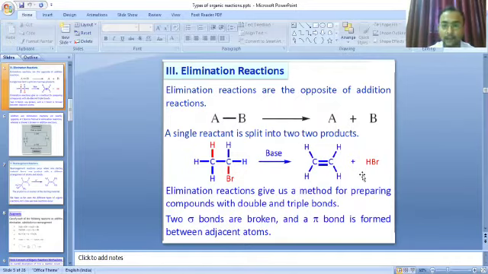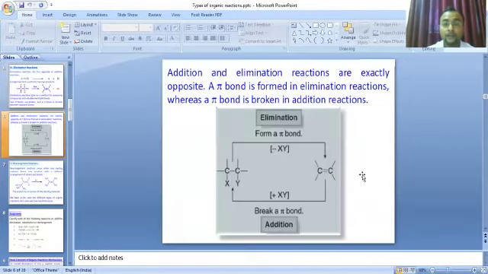ethylene and HBr. Elimination reactions give us a method for preparing compounds with double bonds and triple bonds, since two sigma bonds are broken and a pi bond is formed between the two adjacent atoms. So it is clear that addition and elimination reactions are exactly opposite. A pi bond is formed in elimination reactions, whereas a pi bond is broken in addition reactions. So in this image, you can clearly see that a pi bond is formed, and from saturated compounds we get the unsaturated product in case of elimination, but in reverse, in case of addition, we get saturated compounds from unsaturated reactants, and the pi bond is broken.